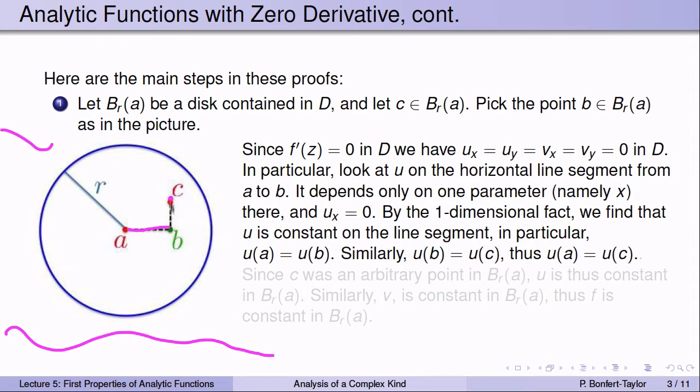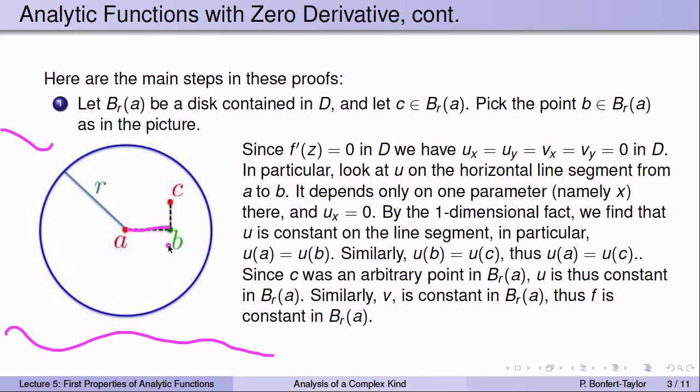Here, the real part is fixed and only the imaginary part varies. So u is now a function of y only on this vertical line segment, but the y derivative is 0. And again, you can conclude from the one-dimensional fact that u of C and u of B must agree with each other. But if u is the same at A, at B, and at C, it must be the same at A and C. So we have u of A is equal to u of C. But C was an arbitrary point in this disk, and therefore u is a constant function on this disk.